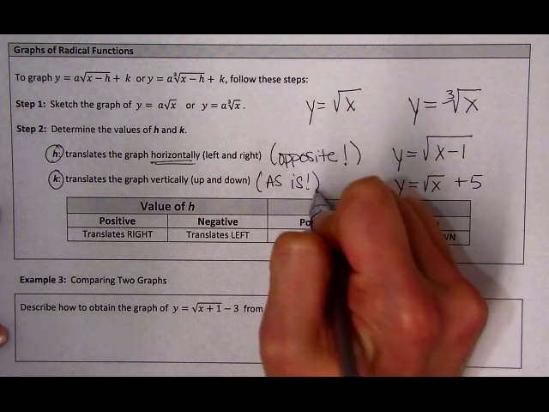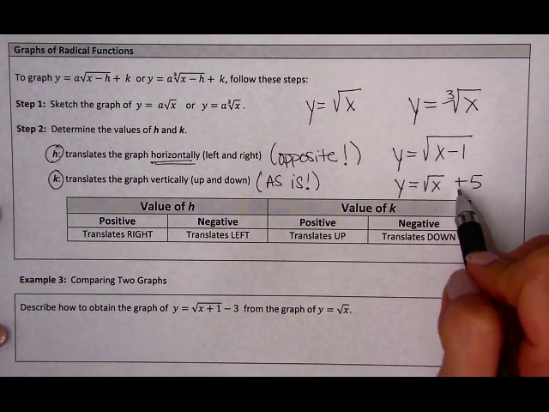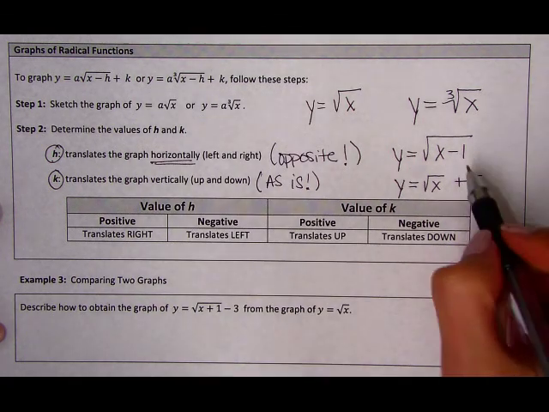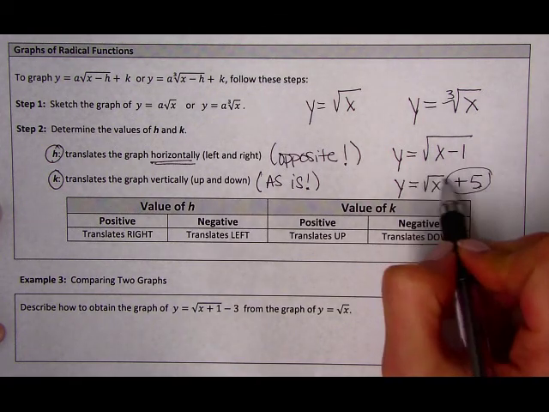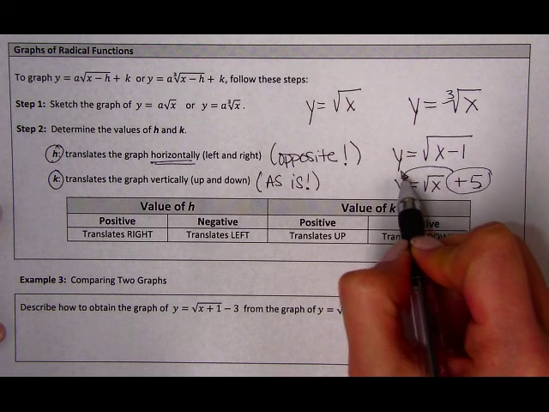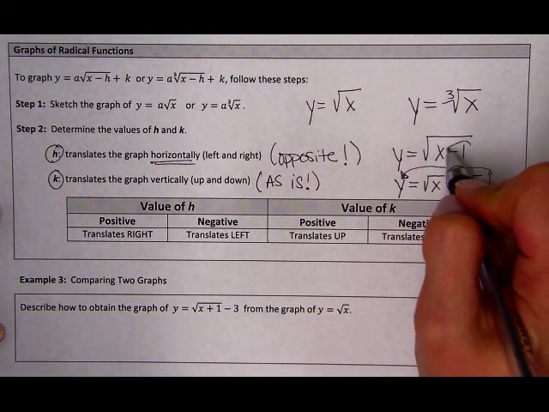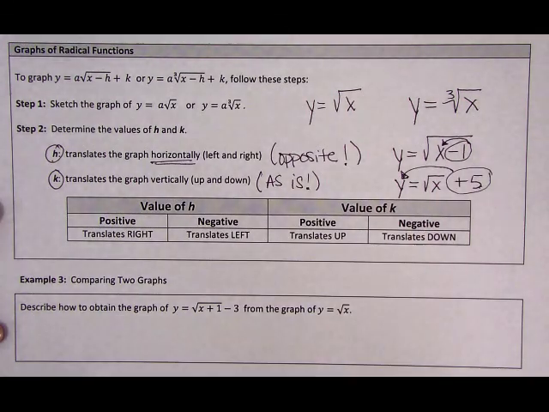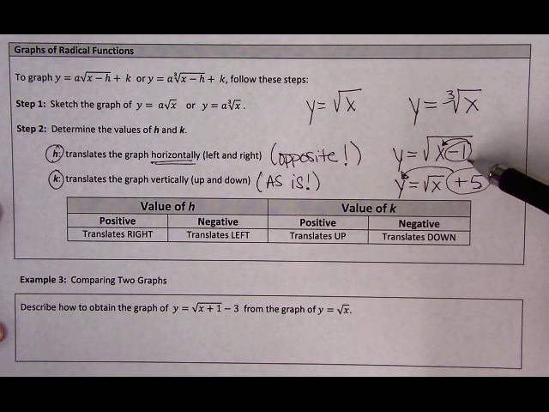So as is, you're going to move it true to its symbol. So if it's +5 on the outside, you're going to move it up 5 units. If it's -5, you're going to move it down 5 units, because your outside values move according to your y. Your inside values move according to your x-axis. Inside, you're always moving opposite of what you think. Outside, you're moving true to its symbol.